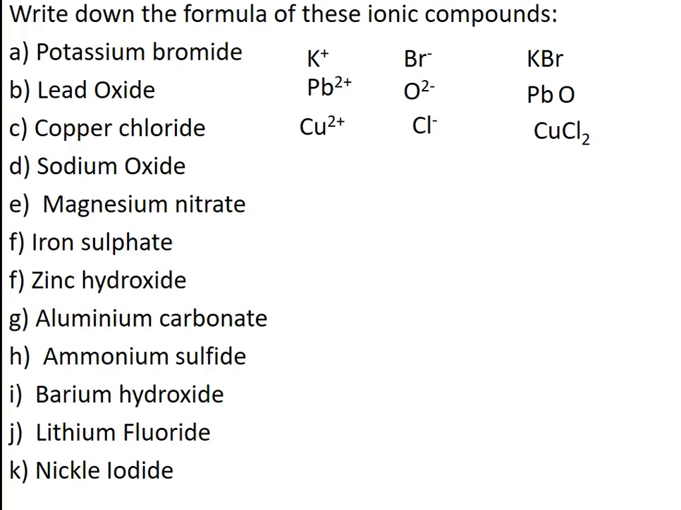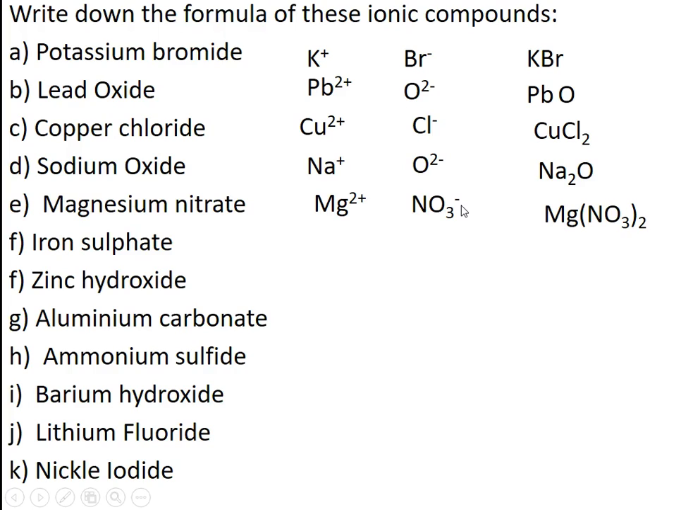So first one, you have to find the ions, 1 positive, 1 negative, potassium bromide, 1 of each. 2 positives, 2 negatives, you just need 1 of each. 2 positives, 1 negative, you need 2 of these to have 2 negatives. 2 negatives, you need 2 of those to have 2 positives. 2 positives, you'll need 2 of these to have 2 negatives.